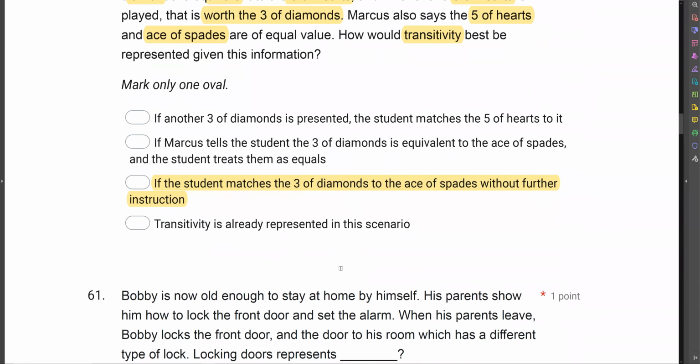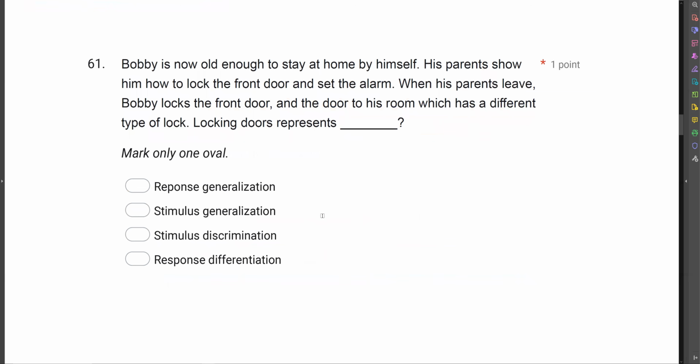61. Bobby is now old enough to stay at home by himself. His parents show him how to lock the front door and set the alarm. When his parents leave, Bobby locks the front door and the door to his room, which has a different type of lock. Locking doors represents what?